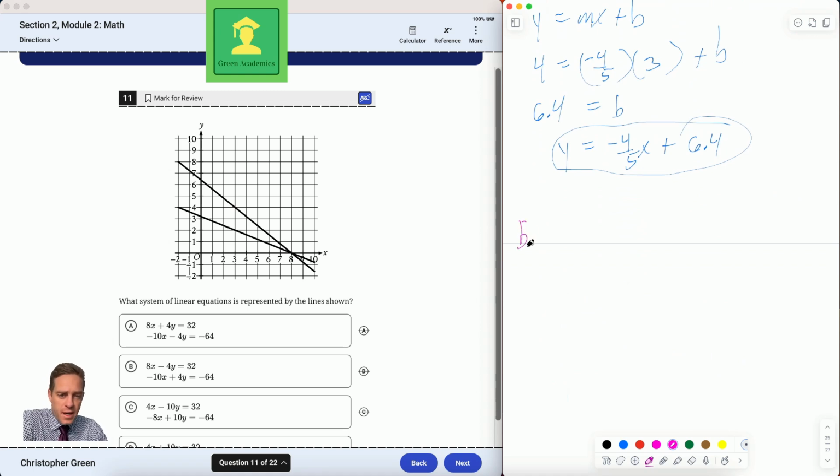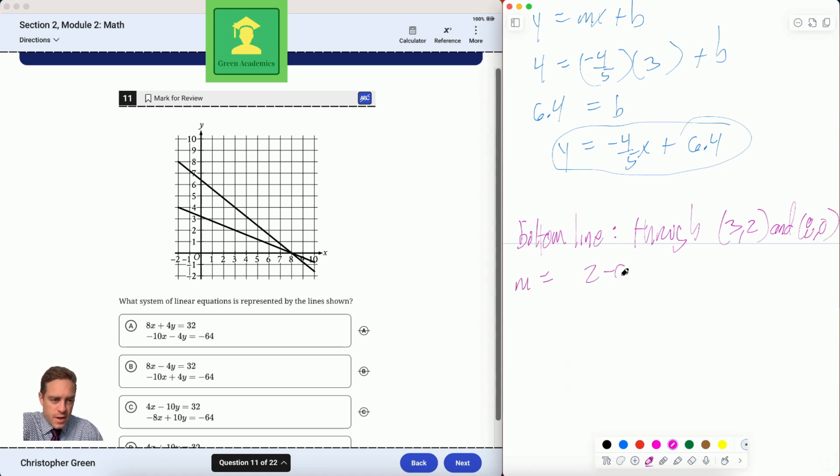And then the bottom line is through... You could have, of course, done this on Desmos by probably just typing them in and trying them one at a time and looking at the picture, but I kind of think it's preferable to do it this way, or at least know how to do it this way. The bottom line is through (3, 2) and (8, 0). Okay, so the slope is 2 minus 0 over 3 minus 8, which is 2 over negative 5.